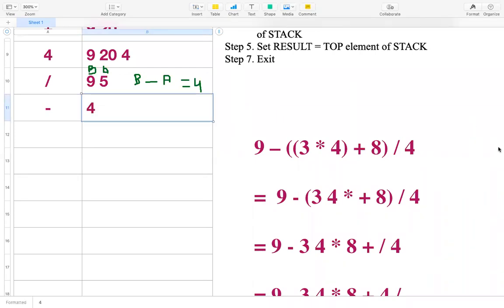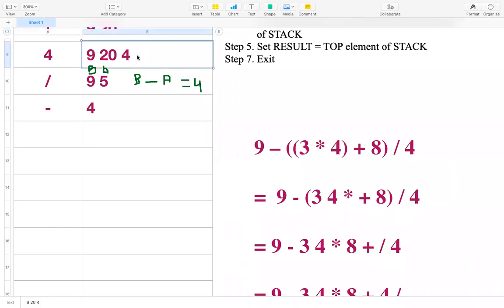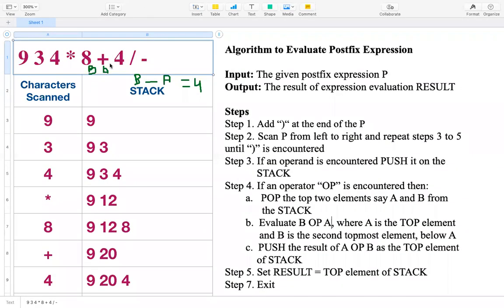Now this is my last check. So once I do this, what happens? So all the characters have been scanned. What is there at the last? So at the last I am having this symbol, which was the right parenthesis which we added at the beginning. So once we encounter this, what happens? The process stops. That means the whole expression has been evaluated and the result will be equal to the top element of the stack. So in our case, that value is 4.